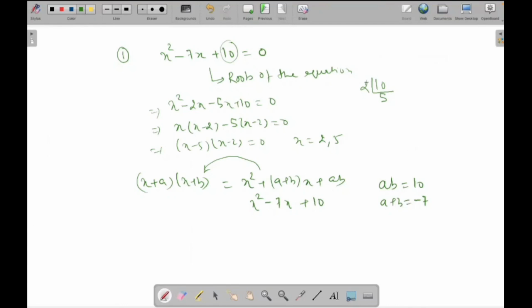And when we looked at the factors, we got two numbers as minus 2 and minus 5. When you multiply these two numbers, you will get 10. When you sum these two numbers up, you will get minus 7. So you always start with the constant term, try to factorize it into two numbers. And then once you get these two numbers, either by sum or subtraction, somehow you have to get the number which is in the middle. That is how we do the factorization.